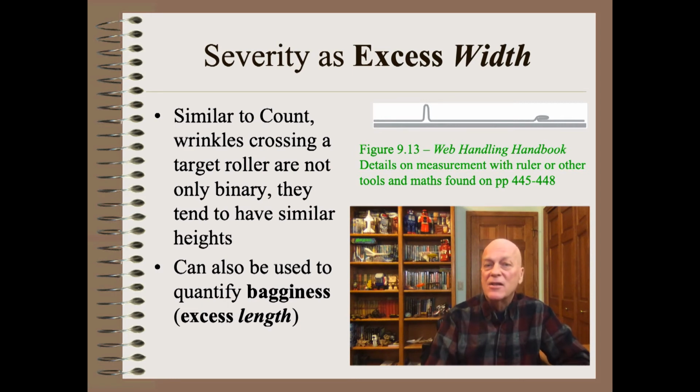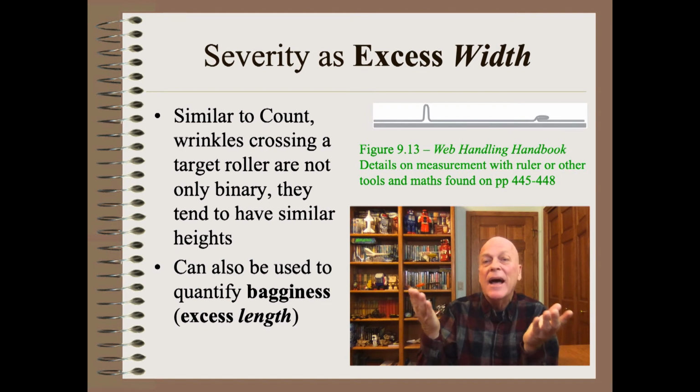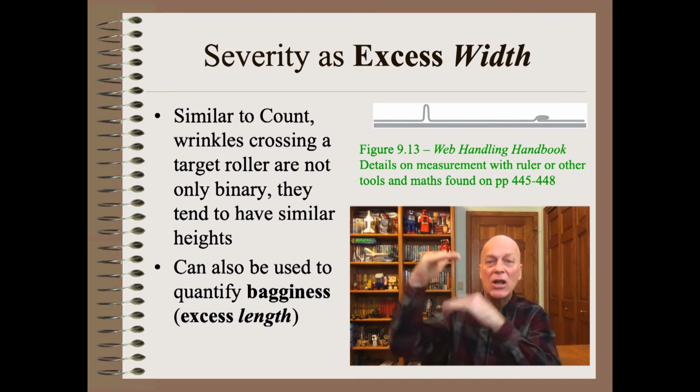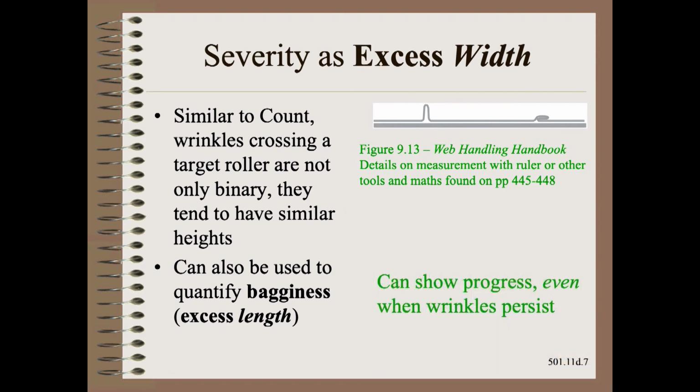However, not only is this strain-based technique useful for quantifying wrinkle severity, particularly any of those in the MD major case, it can also be used for quantifying bagginess. The only major difference is that in this case you would be measuring excess length instead of excess width. Again, this third measure can show that you are making progress even when wrinkles still persist. Again, making your wrinkle trials and conclusions better, faster, and cheaper.